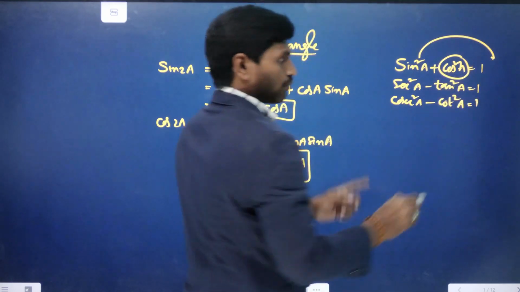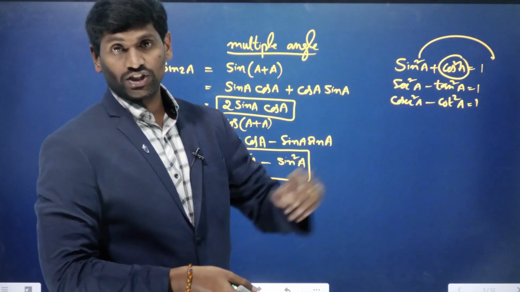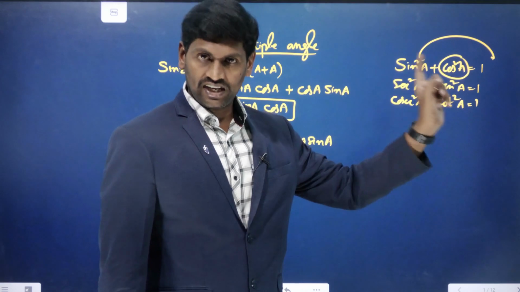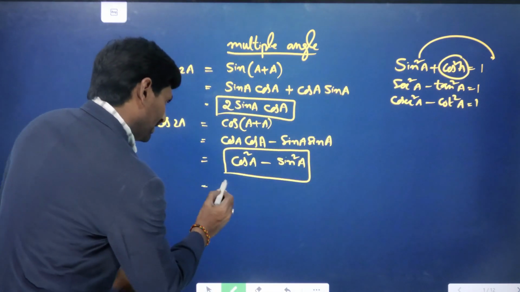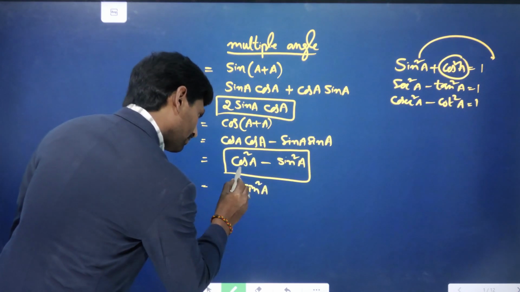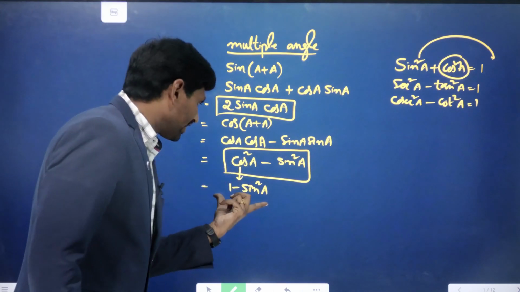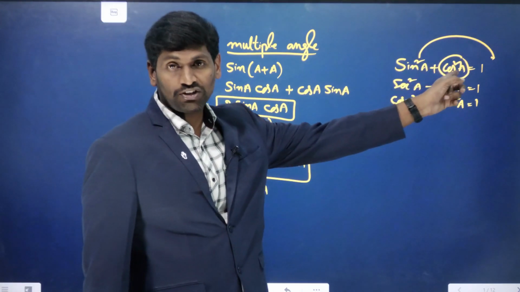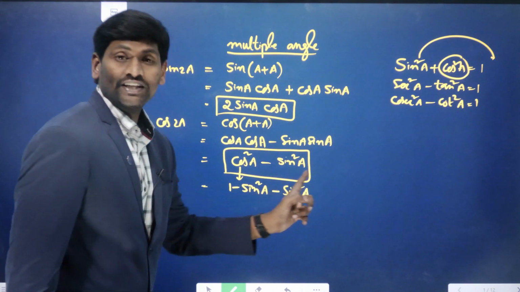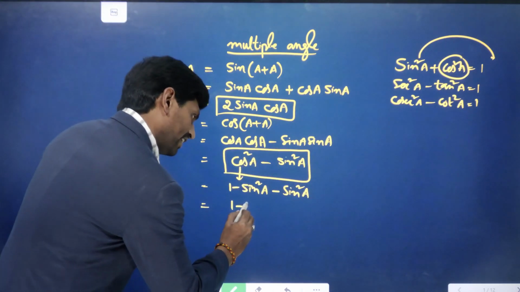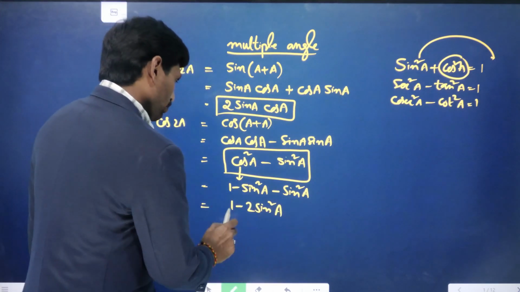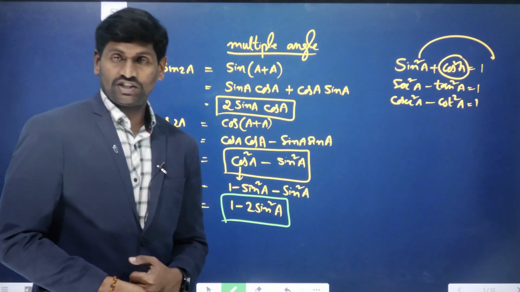So from this, we can write in the place of cos square A: when you transpose sin square A to that side, it becomes minus sin square A. Am I right? So cos square A equals 1 minus sin square A by using the trigonometric identity. So in the place of cos square A, I am writing 1 minus sin square A, and this is also minus sin square A. Minus sin square A is minus 2 sin square A. So for cos 2A we have one more formula, 1 minus 2 sin square A.